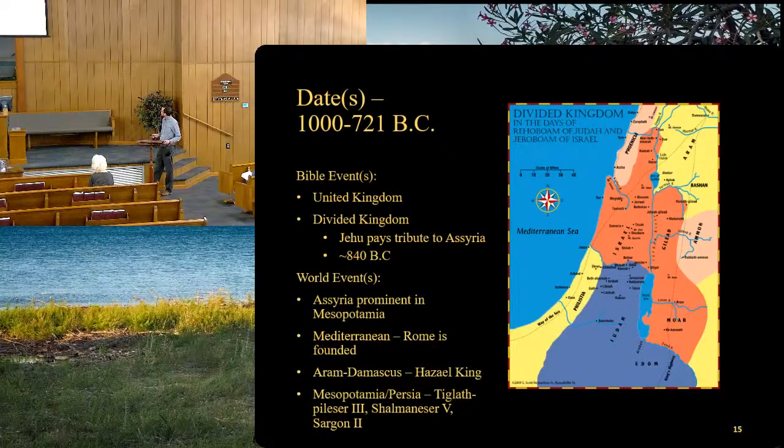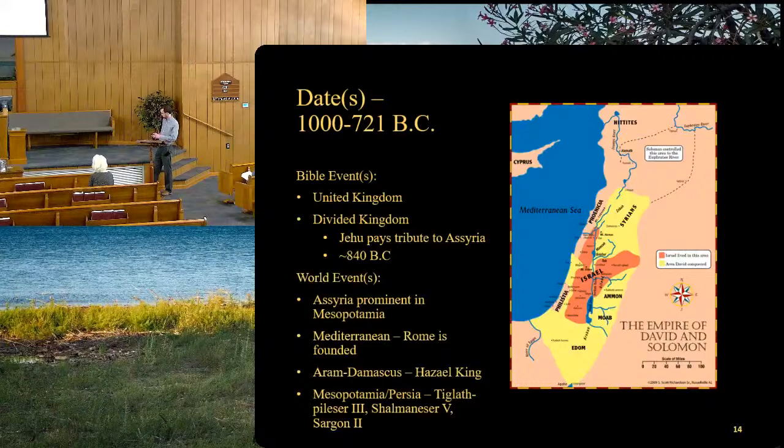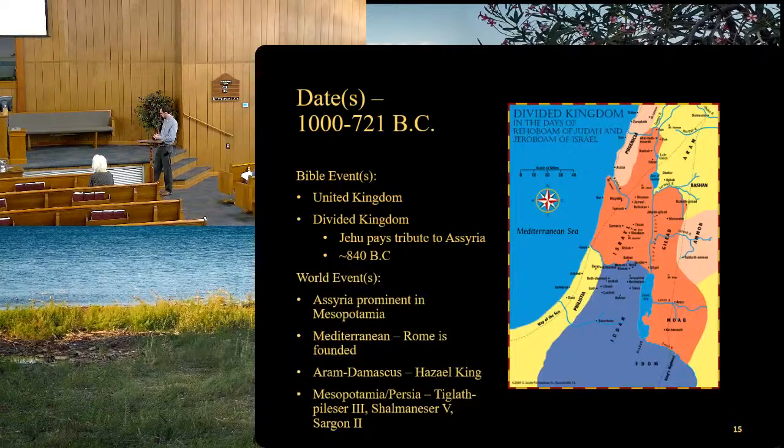And same content, just the views there of the United Kingdom, and then what all David did eventually conquer, and then when the kingdom divides. So that split between northern Israel and the Judean area. And so, all that happening, and with the 721 date, this split happening at the end of this time frame.